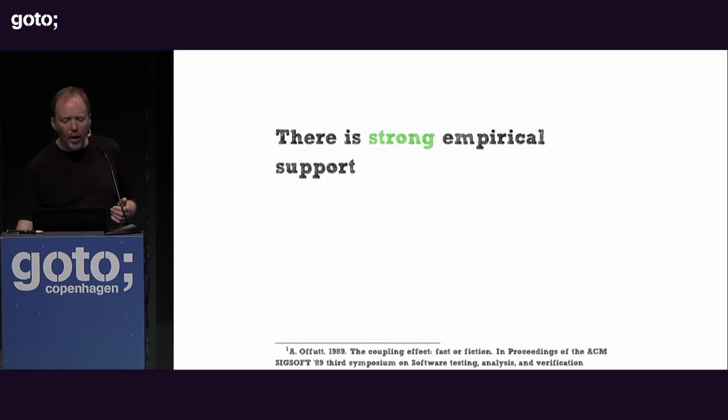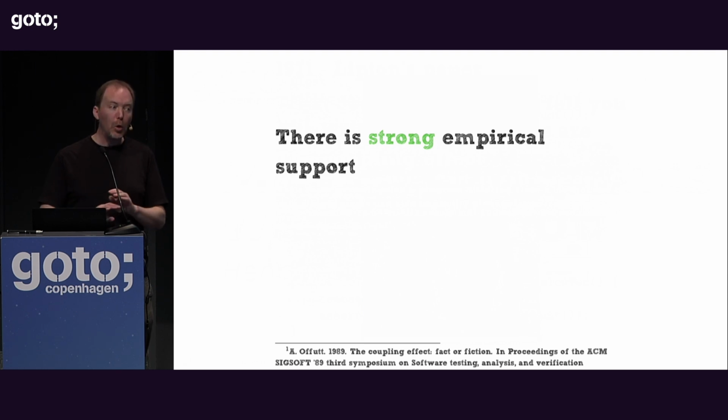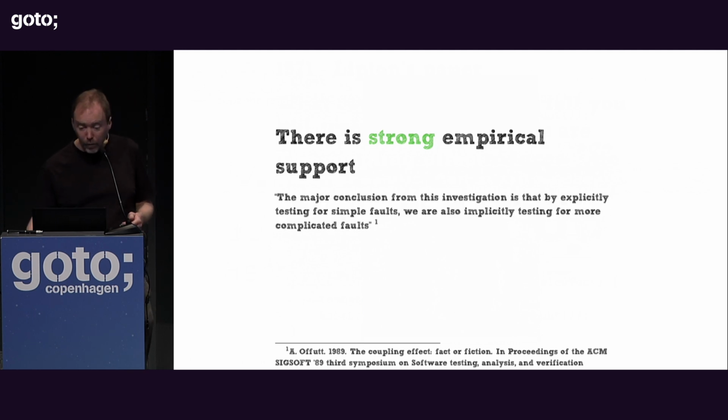Now this actually has quite good empirical support. There's lots of support, been lots of studies. They've taken real code bases, looked at real bugs, and all sorts of different things, and generally, not unanimously, but generally they agree that actually this is the case. Tests that find little tiny bugs will find more complex bugs at the same location.